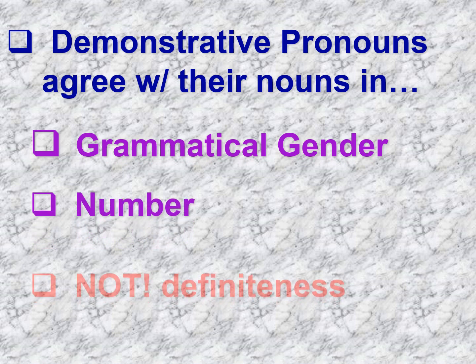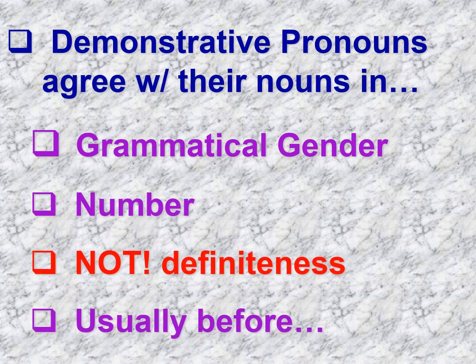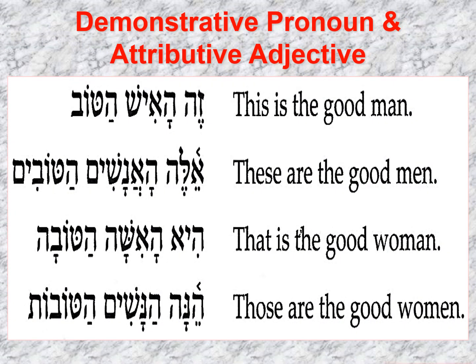You can also use this slide if you don't want to sing a song and dance. Demonstrative pronouns agree with their nouns in grammatical gender, number, not definiteness, and usually come before. Let's take a look at demonstrative pronouns and attributive adjectives together. So the first one, ze ha'ish hatov.